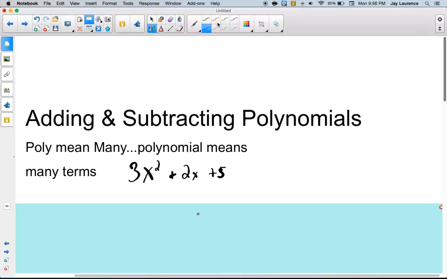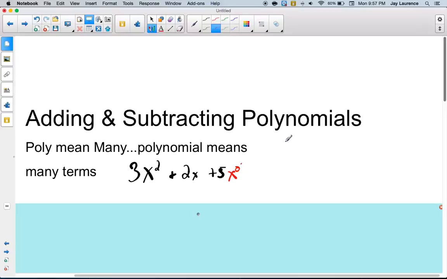Now, that whole thing about the variable being there, there's actually an x to the 0 power sitting here. Because any non-zero number to the 0 power is 1. So I can think about 5 as 5 times x to the 0 power, or 5 times 1, which is simply said as 5. Okay, so this is an example of a polynomial.